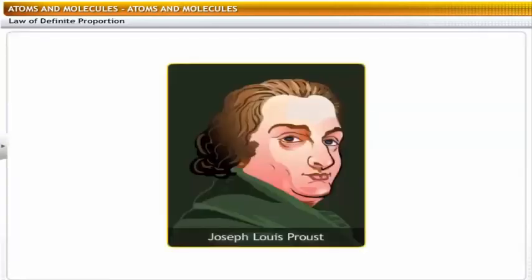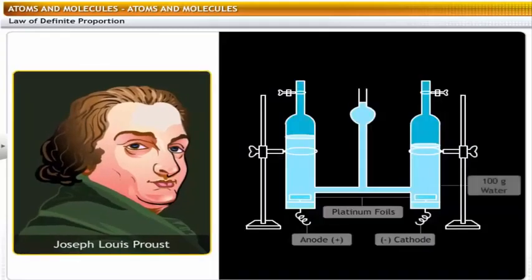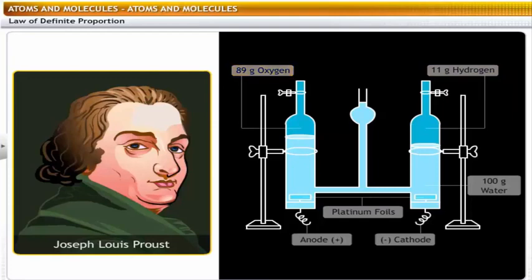This led scientists to ponder over the combination of substances, and they conducted various experiments. All these observations were accepted, and the law of definite proportion was proposed by Proust. Proust, a French chemist, concluded that when 100 grams of water was decomposed, 11 grams of hydrogen and 89 grams of oxygen was obtained.